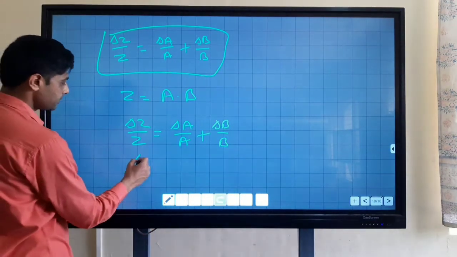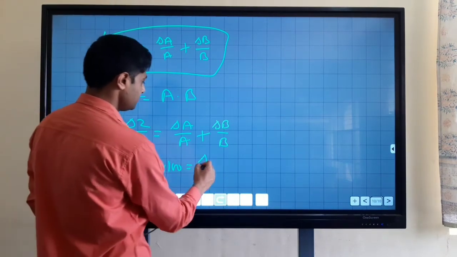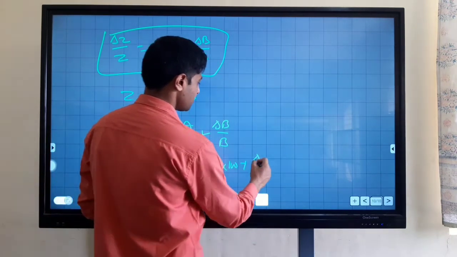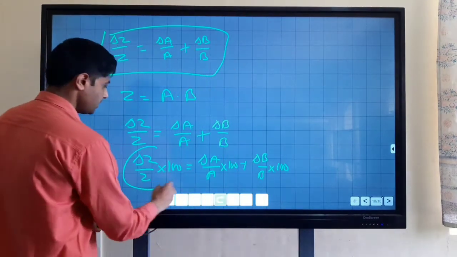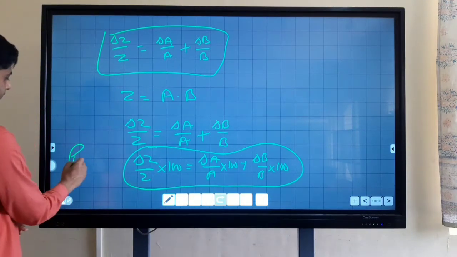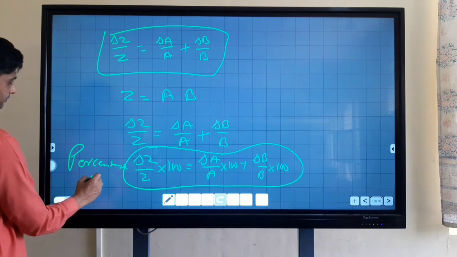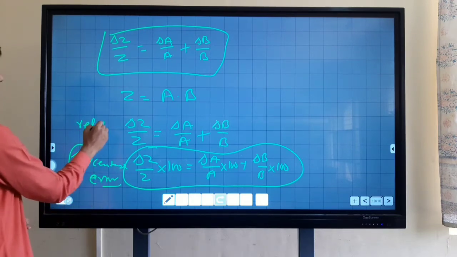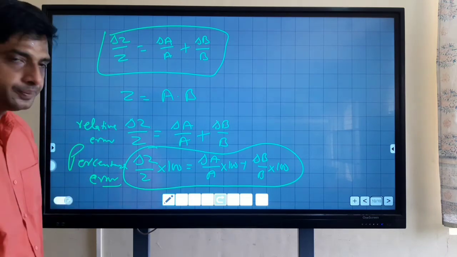And if we have to find percentage error, del Z upon Z into 100 equals del A upon A into 100 plus del B upon B into 100. It is the percentage error. It is the relative error.